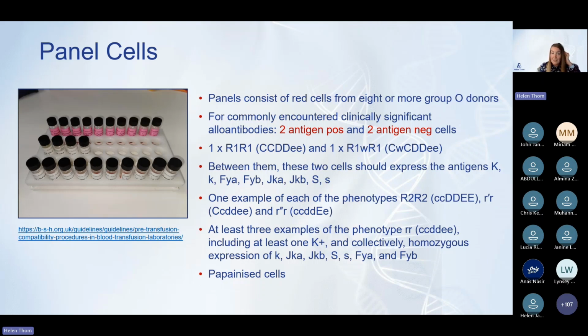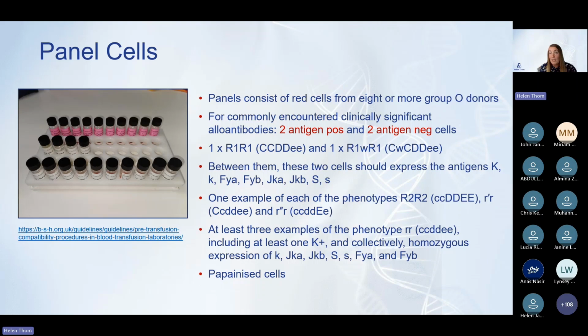You need to have one example of an R2R2 cell, R1r, and R2r, and you can see the different phenotypes there. You've also got to have 3 D negative cells, which are the little r phenotype. One of those has got to be K positive, and between them, they have to show homozygous expression of little k, your Kidd antibodies, your S's, and your Duffys as well. So it isn't just random.